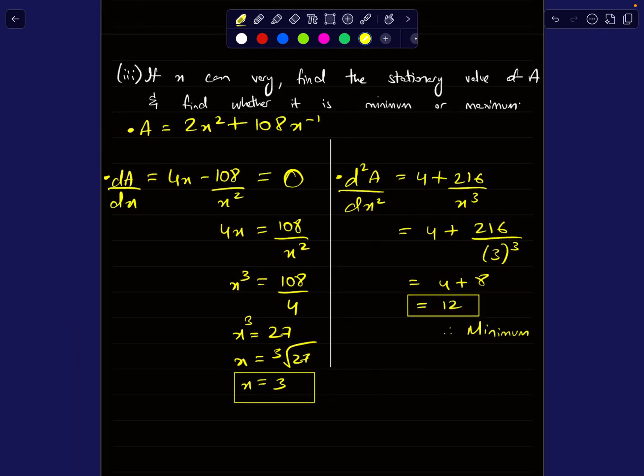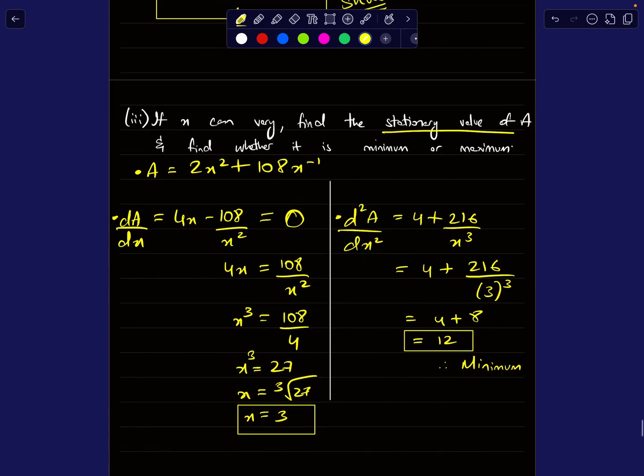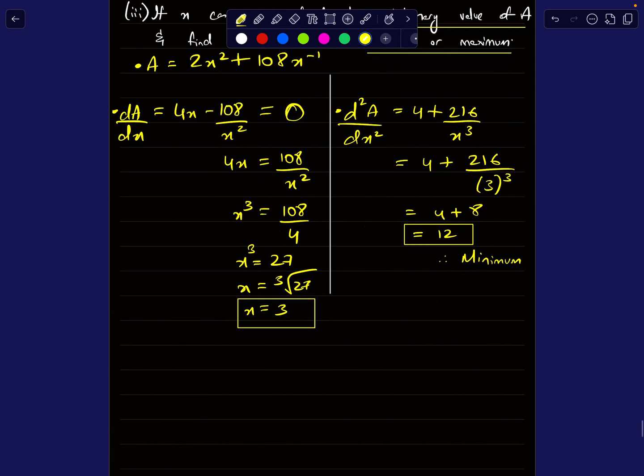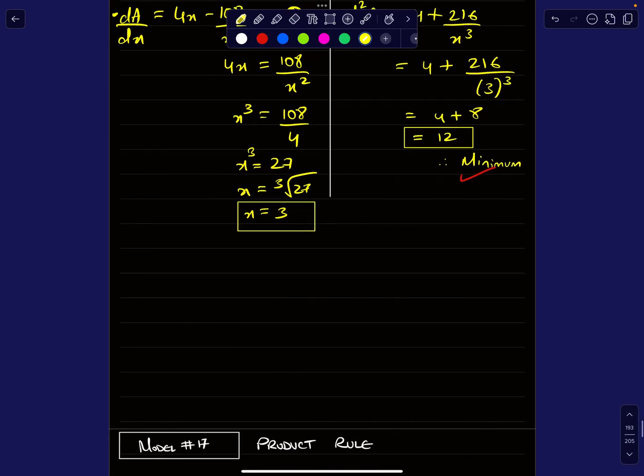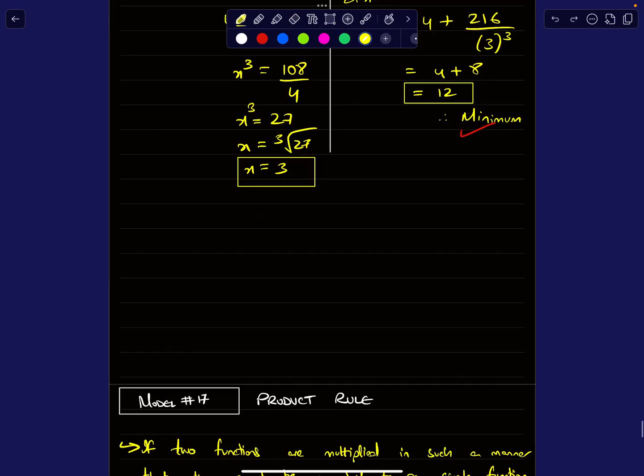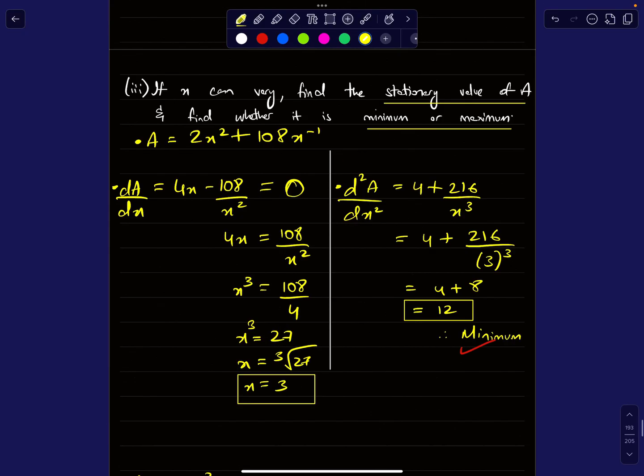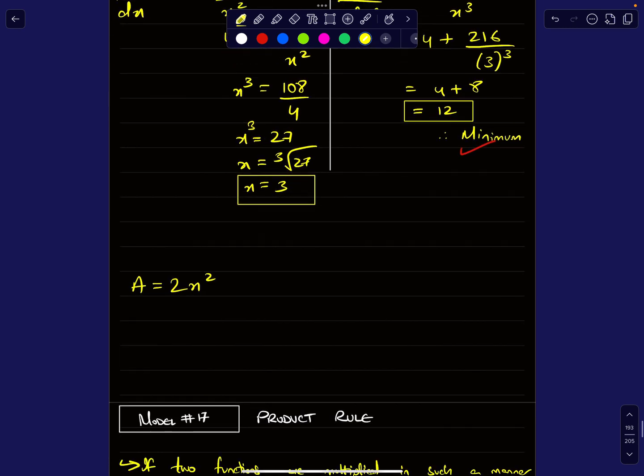However, things don't end here, since we still have to find the stationary value of A and whether it's minimum or maximum. So we did determine it's minimum. So this is one of our answers, but we still have to determine the stationary value of A. So the expression for surface area was something like this. A is equal to 2x squared plus 108 over x.